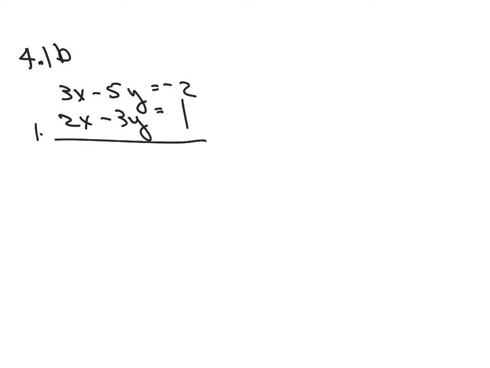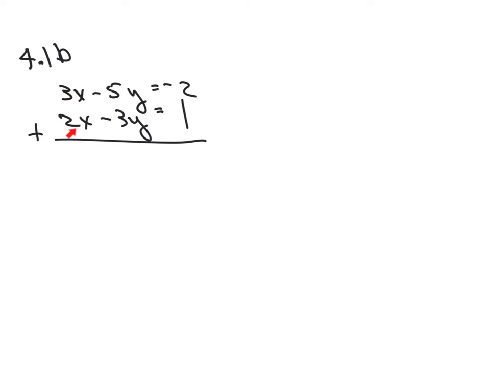So with 4.1b, I'm going to start with example 2, bottom of page 323. And I have 3x minus 5y equals negative 2. 2x minus 3y equals 1. Okay, so one of the first things I do is I look and see if I were to add the x's or the y's together, do I get rid of the x's or the y's?